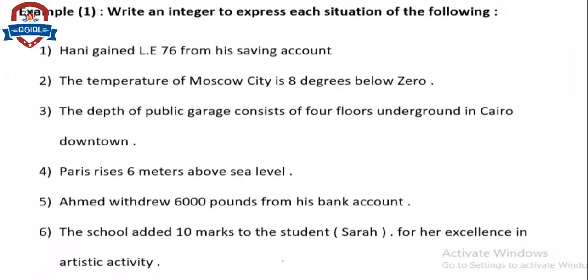And now let's try to solve this question. Example number 1: write an integer to express each situation of the following. Number 1, Hani gained 76 LE from his saving account. So the answer is positive 76, because we have Hani gained.